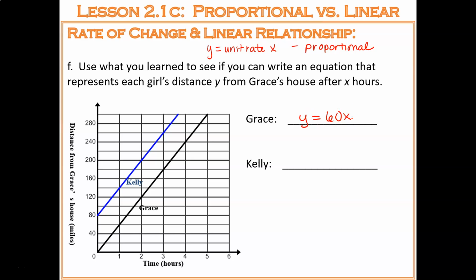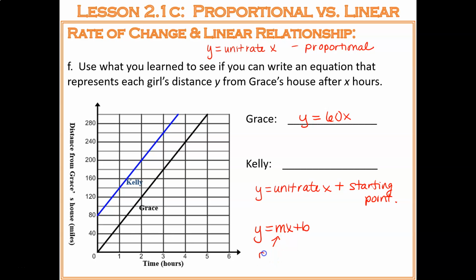But we have to do something different with Kelly's because she doesn't start at 0. So when your relationship does not start at 0, your equation is going to look like this. Hold on, let me erase. Y equals the unit rate times x. Then we're going to add the starting point. And let me give you another version of this. You're going to see this over and over: y equals mx plus b.